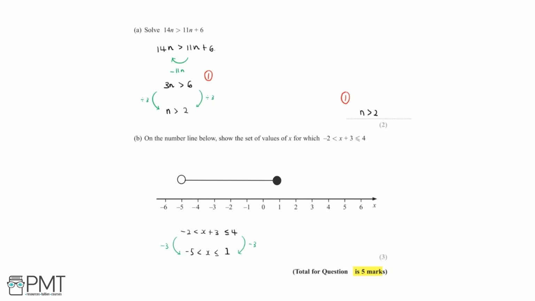Now we get the third mark in part B for drawing a line from minus 5 until 1. We get the fourth mark for having an empty circle at minus 5. And the fifth mark for having a coloured in circle at 1. And so we've now achieved the full 5 marks needed in this question.